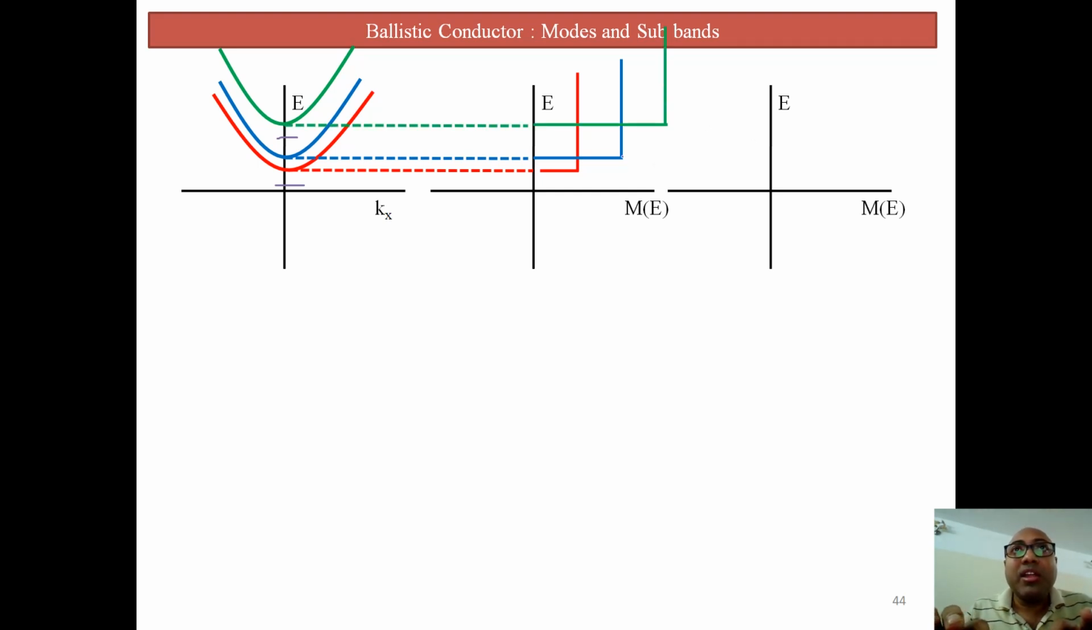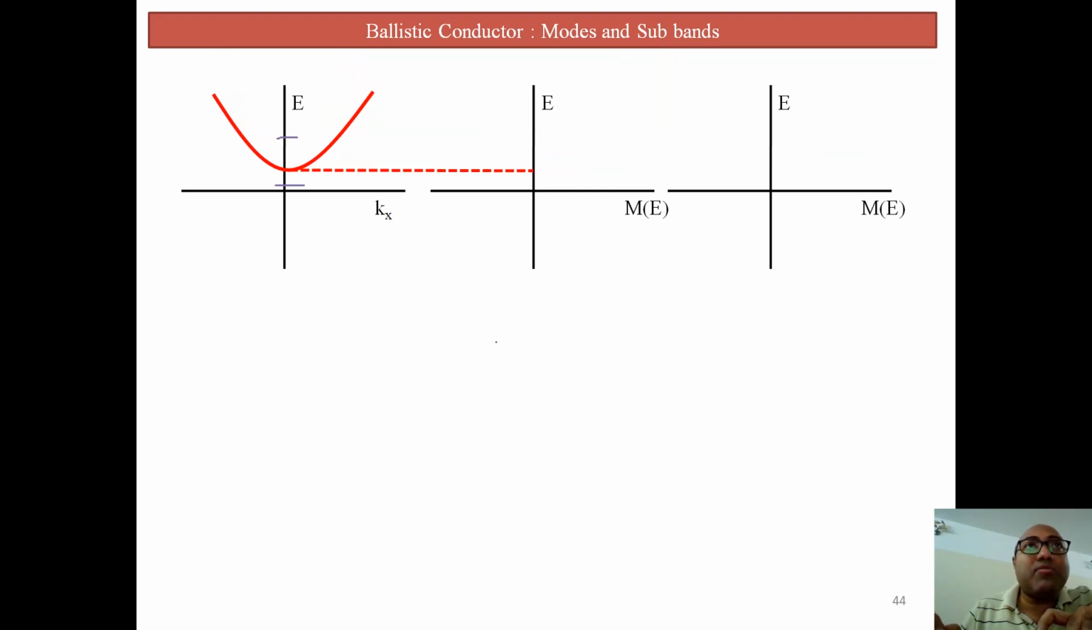If you want to cover the third, the green one, it will go 1, 2, 3 more, right? So the ultimate thing is that the overall curve is your number of modes. One thing that I would like to mention here.